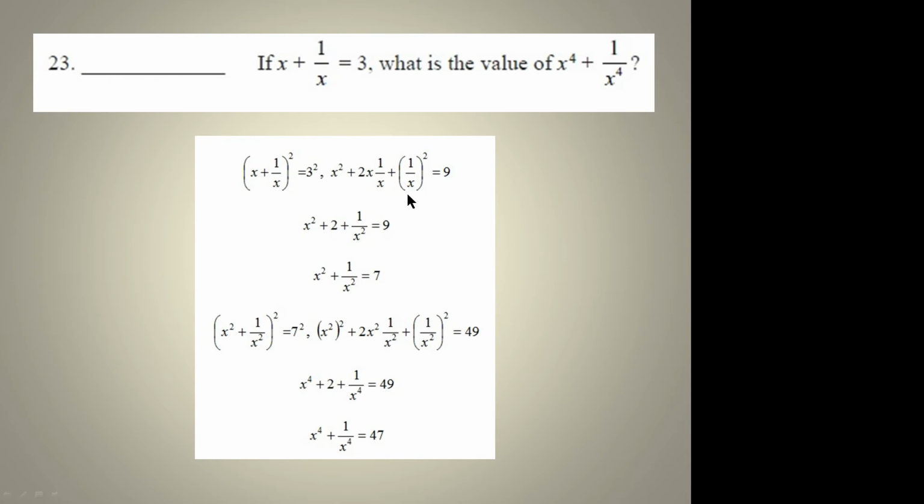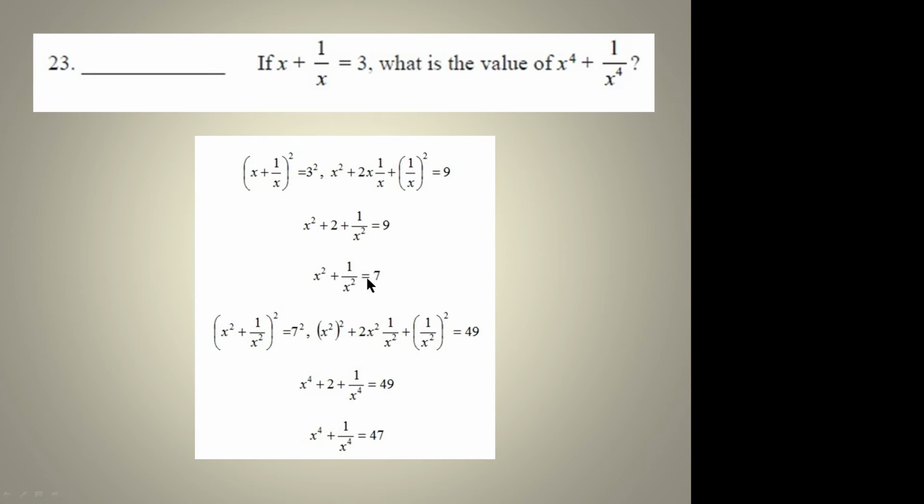But the left side here is good. The middle term, x times 1 over x, the same as x over x, which is 1. Okay, that is 1, so it's good here. So you get x squared plus 2 plus 1 over x squared equals 9. And move this to the other side, you get x squared plus 1 over x squared equals 7. So that's good here.